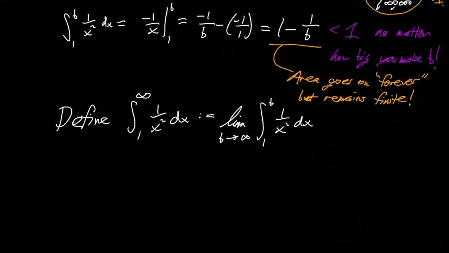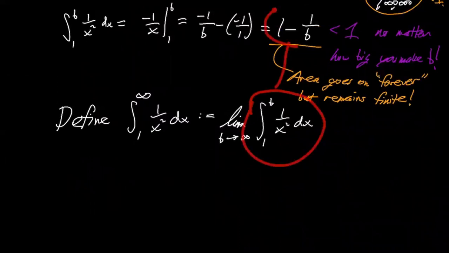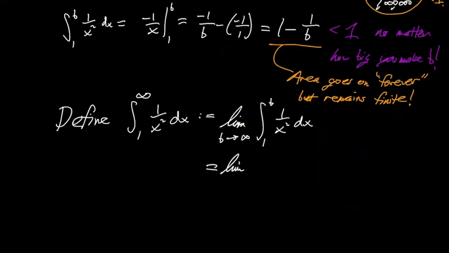We've already figured out what this expression equals: 1 minus 1 over b. So that's just equal to the limit as b goes to infinity of 1 minus 1 over b. Now if we let that b get larger and larger, 1 over b gets smaller and smaller. So the limit is actually just 1 minus 0, which is 1.